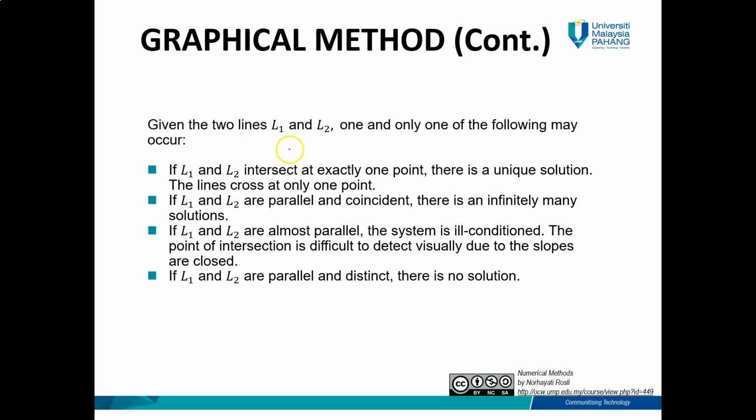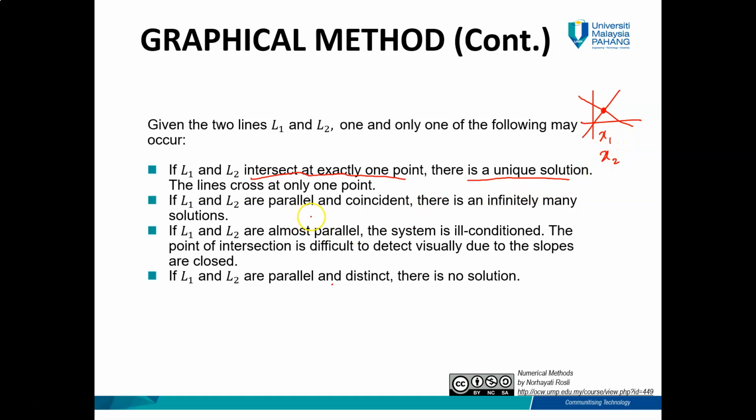Given the two lines L1 and L2, one and only one of the following may occur. If L1 and L2 intersect at exactly one point, then we can say that our solution is unique. What does it mean by a unique solution? If you refer back to the previous example, we have just one point here, so we only have one x1 and one x2. This solution means that it is unique.